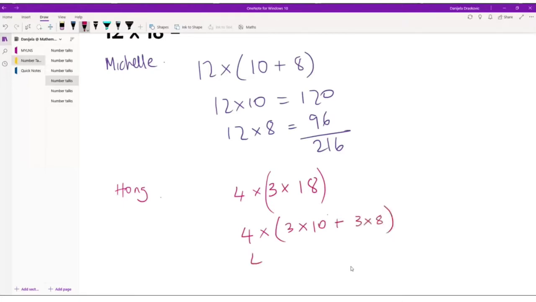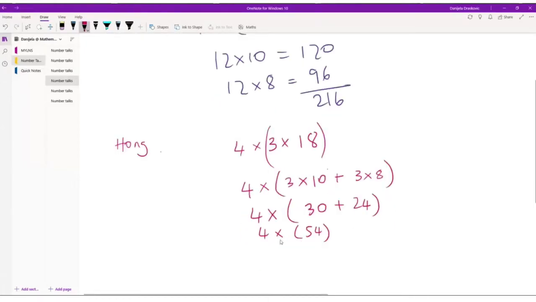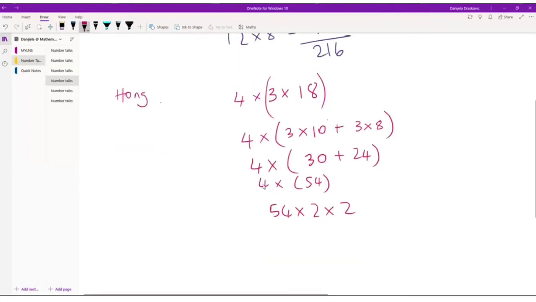All right, so then you did 4 times, we've got here in the brackets, 30 plus 24, which is 54. Yeah. And then when you got to this stage, you said 4 times something is double and double again. So I doubled 54, and then I doubled it again. So you did 108, and then doubled that again, and you got 216. Brilliant. Thank you, Hong.